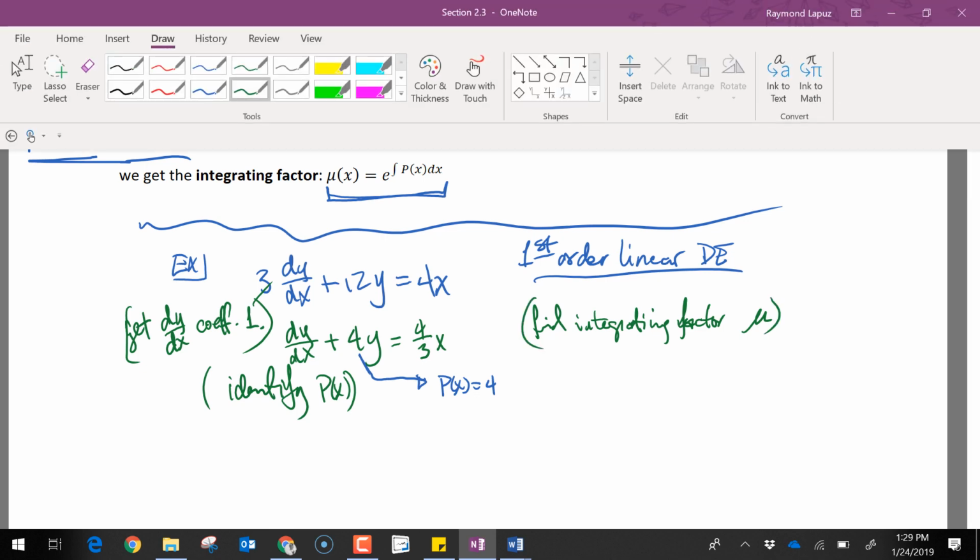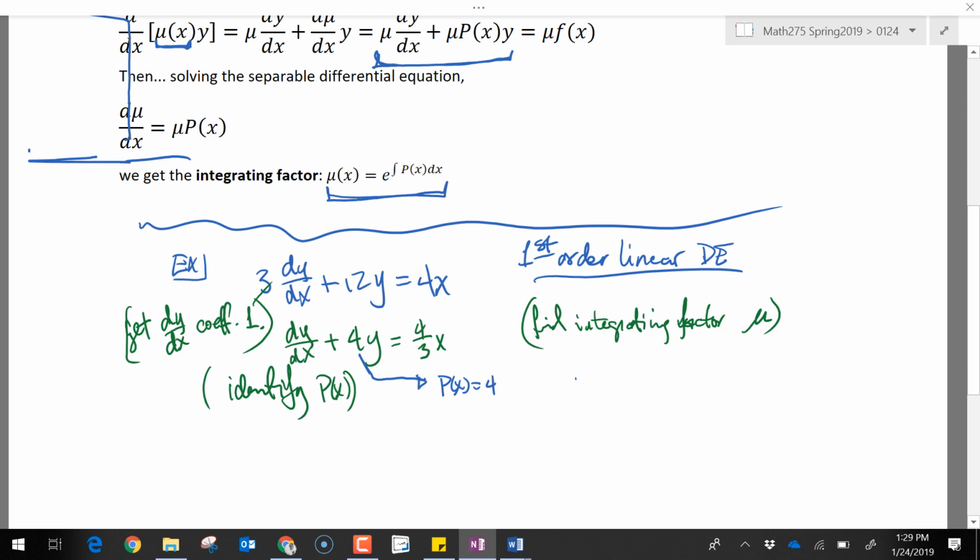So our integrating factor is going to be mu, which is equal to e raised to the power of the integral of p of x dx. Okay? E to the integral of p of x dx. Yeah, it's always going to be like that.